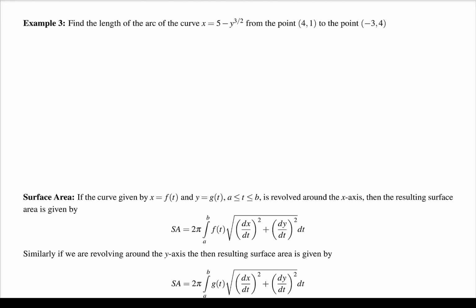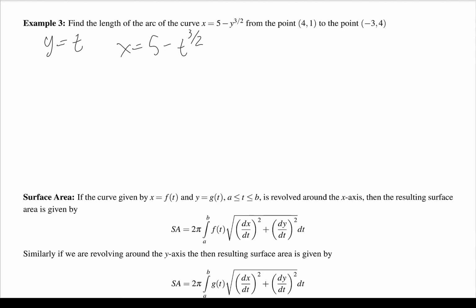In example 3, we're not given an x of t and a y of t equation. Instead, we're just given a Cartesian equation. But what I notice is that if I set y equal to t, then I can just substitute into this equation right here, that y equals t, and we'll get x equal to 5 minus t to the 3/2. So that's how we can convert this from a Cartesian equation into a parametric equation.